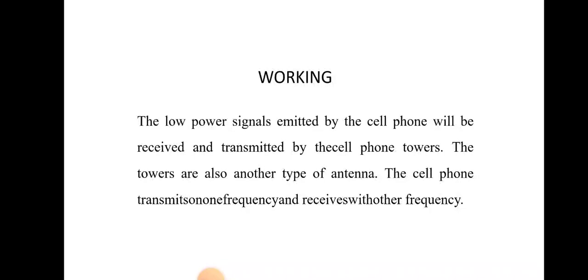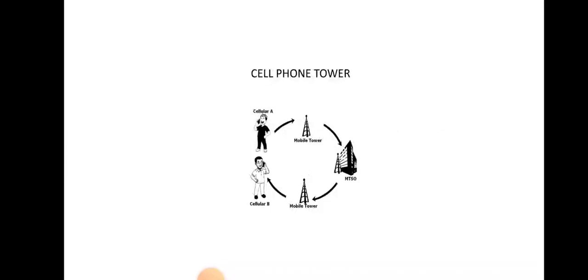The low power signals emitted by the cell phone will be received and transmitted by the cell phone towers. The towers are also another type of antenna. The cell phone transmits on one frequency and receives on another frequency. Here we see the cell phone tower diagram.